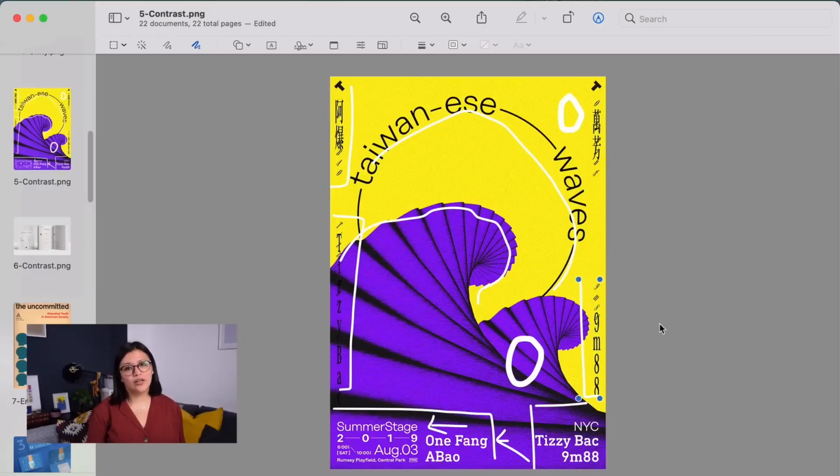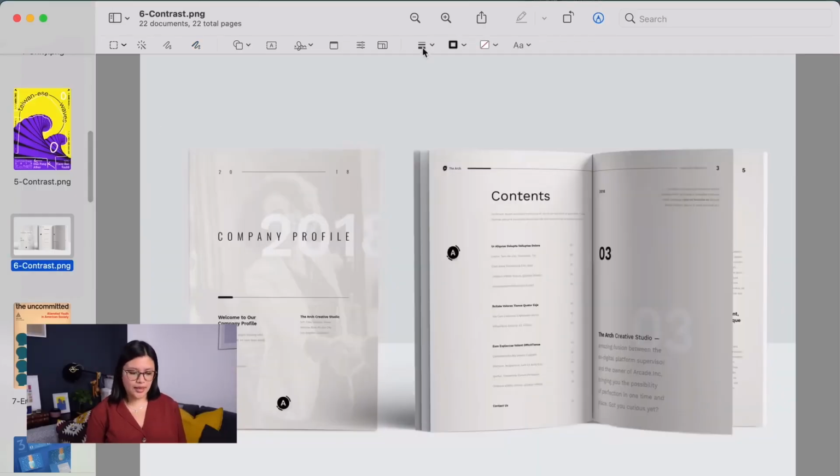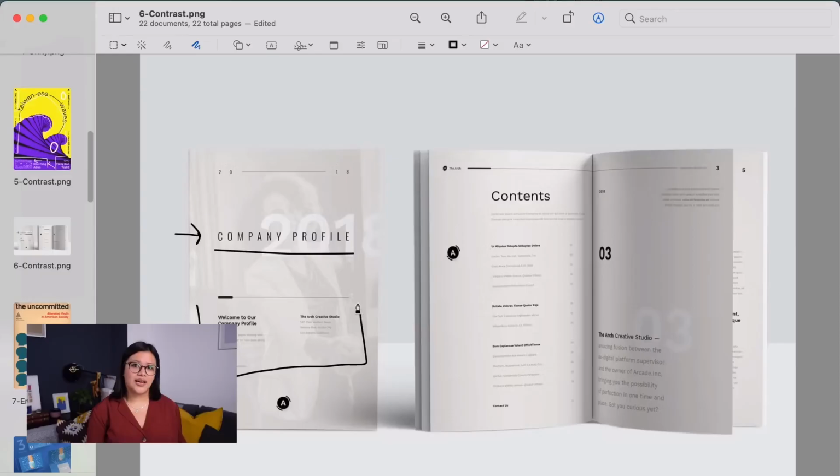On our next example from Envato Elements, we have a magazine template, and there are multiple typographic elements using contrast here. It is important to create hierarchy, especially in magazine design, because the readers need to know what elements are more important than others and which ones should be read first. So on this cover, the company profile text is bigger and also in all caps, and that hints that this is the title of the publication, and then the rest of the text is just supporting.